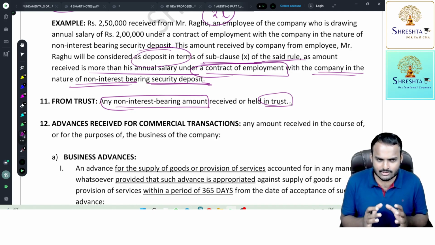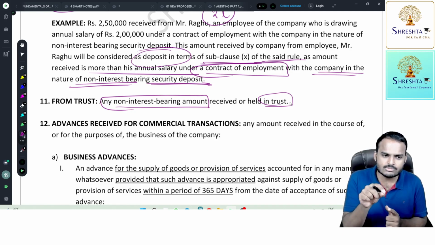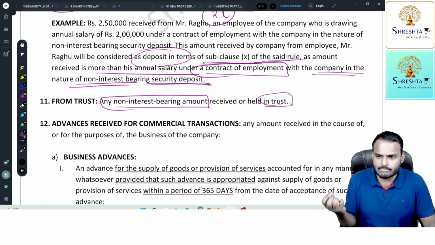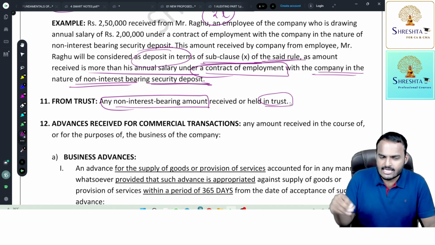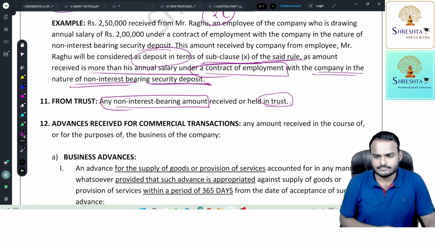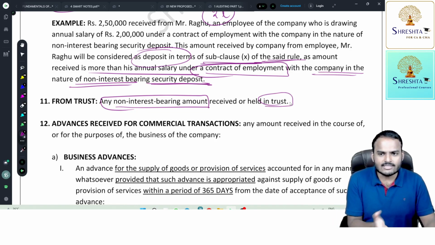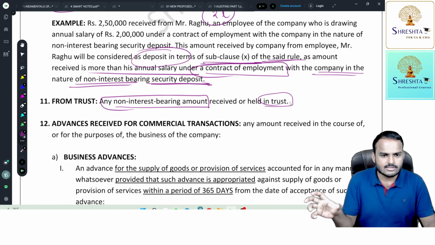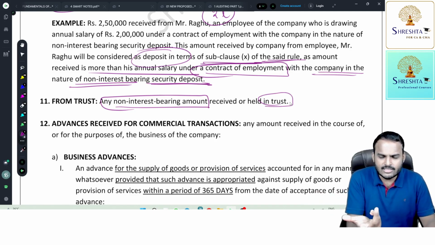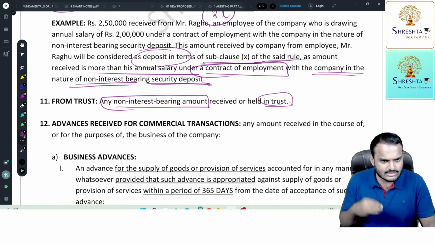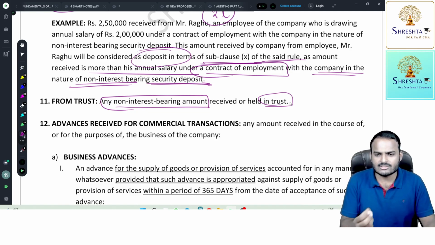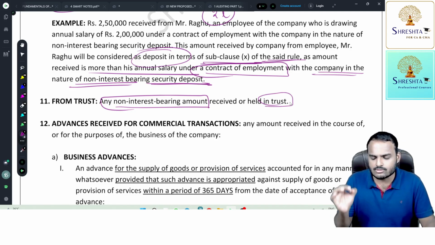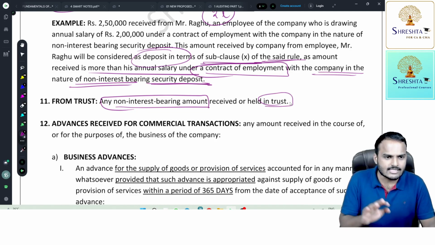No. Generally, the interest concept comes into the picture when I come to you and say I want some funds to meet my business requirements. Please give me some money. I will invest in my business and I'll give you some return. But in this 11th point, I'm getting some money as a trustee and I will spend this money according to the trust requirements. Am I using those funds for my business? No. Then why would I pay interest? It is a logical point, I'm telling you. So in case of trust, any non-interest bearing amount received or held in trust is not treated as deposit.